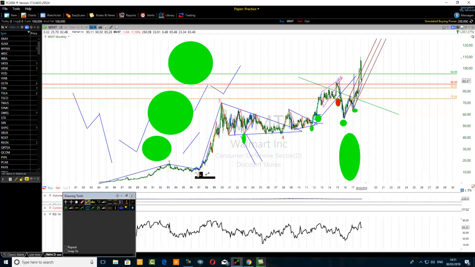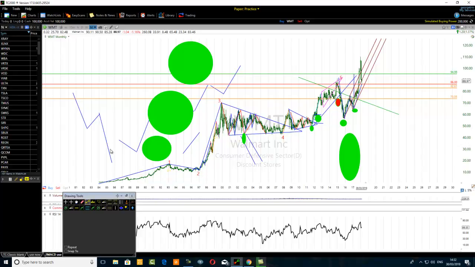So that's the second wave. What we do, practically speaking, using the Elliott Wave theory in a practical fashion, is use the second wave to forecast either the fourth wave or the corrective wave.